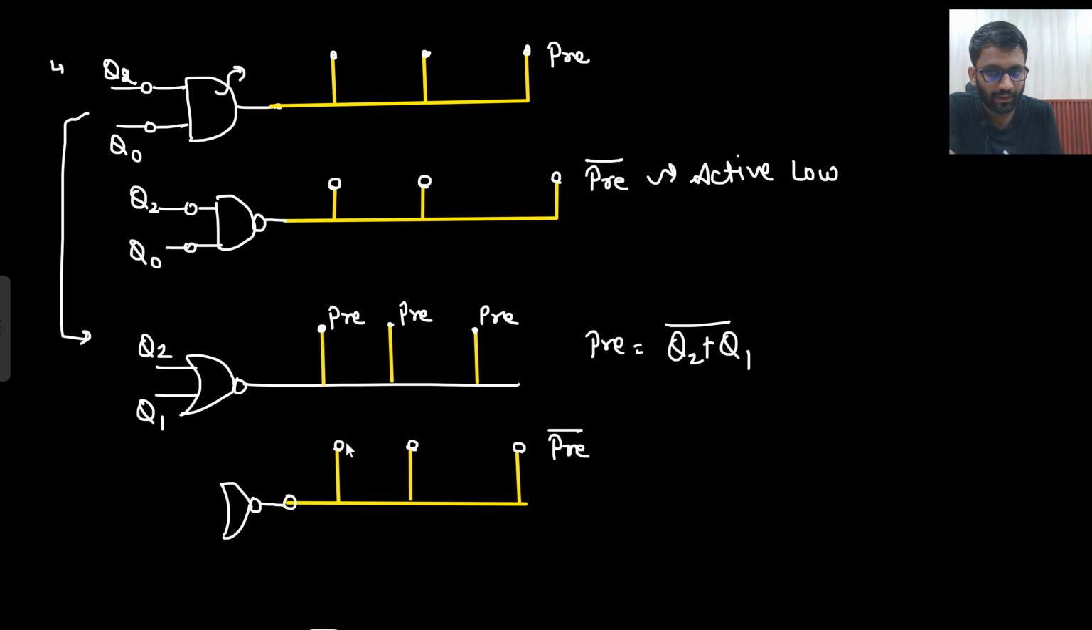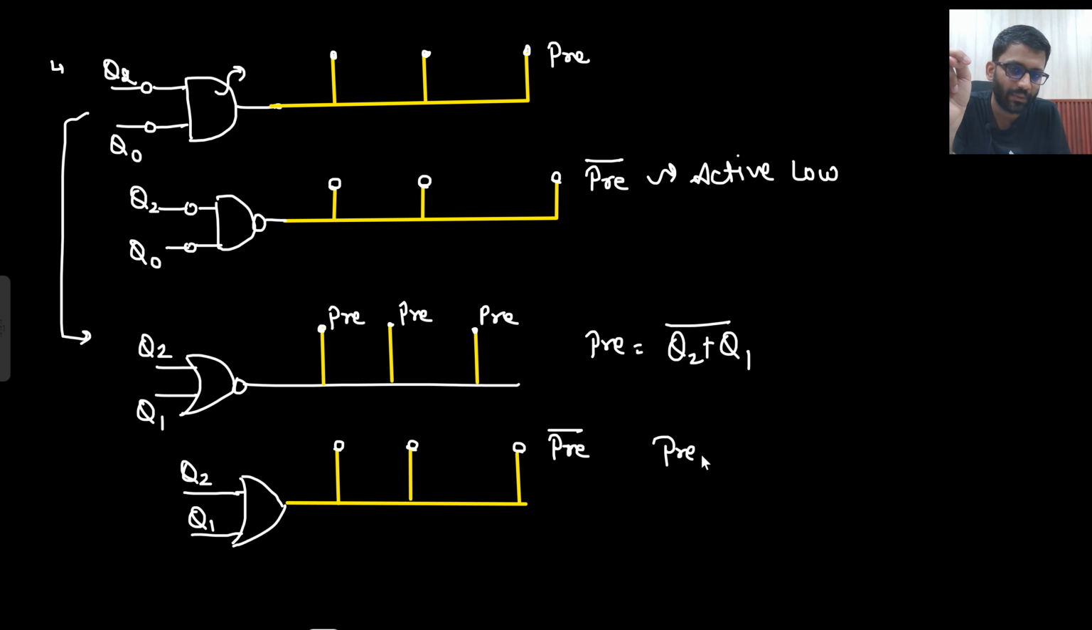These bubbles have been introduced, so one bubble will come here as well. And this bubble was already there. So this bubble and this bubble will cancel each other, right? These two bubbles will cancel each other. And what are you getting? You are getting the same thing, Q2 plus Q1 only. So your pre bar is Q2 plus Q1 only.